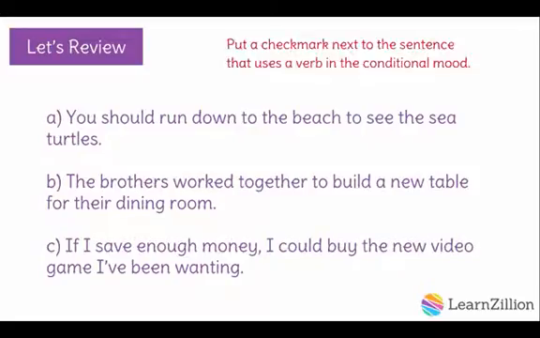Let's do a quick practice. Which of these sentences uses the conditional mood? Put a check mark next to your answer. Remember to look for an if statement and the words might, could, or would. Pause the video while you work and press play when you finish.